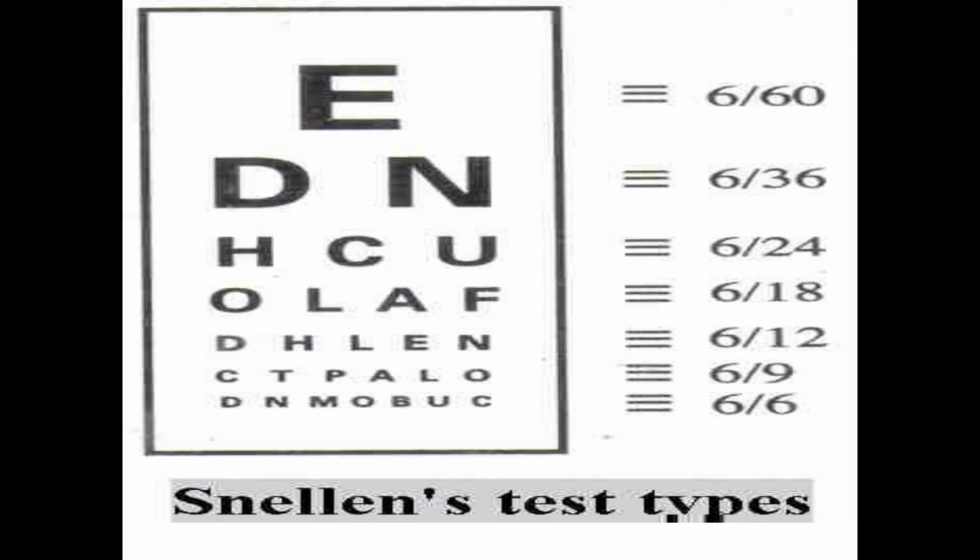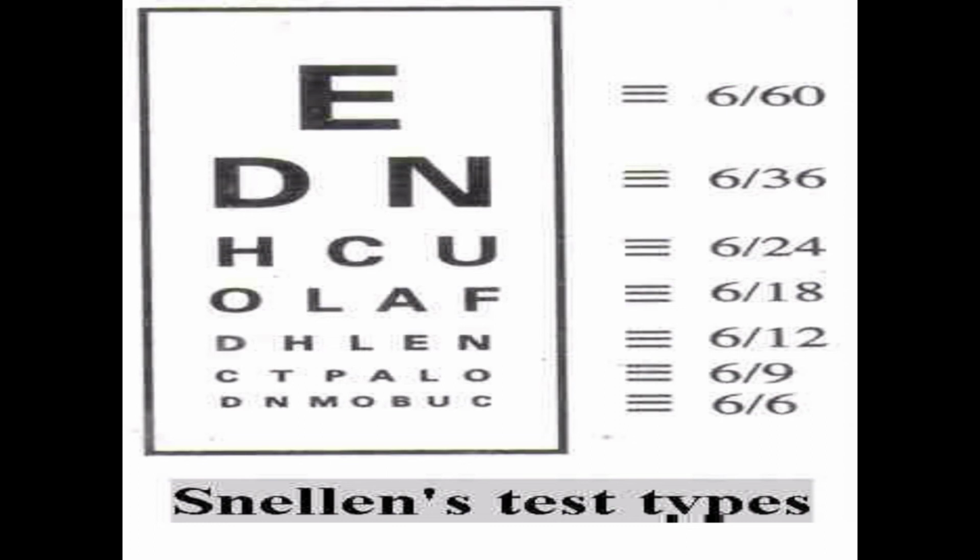Okay, so this is the Snellen's chart to test the visual acuity. Everyone has seen it in the clinic, right? The clinic of an ophthalmologist.